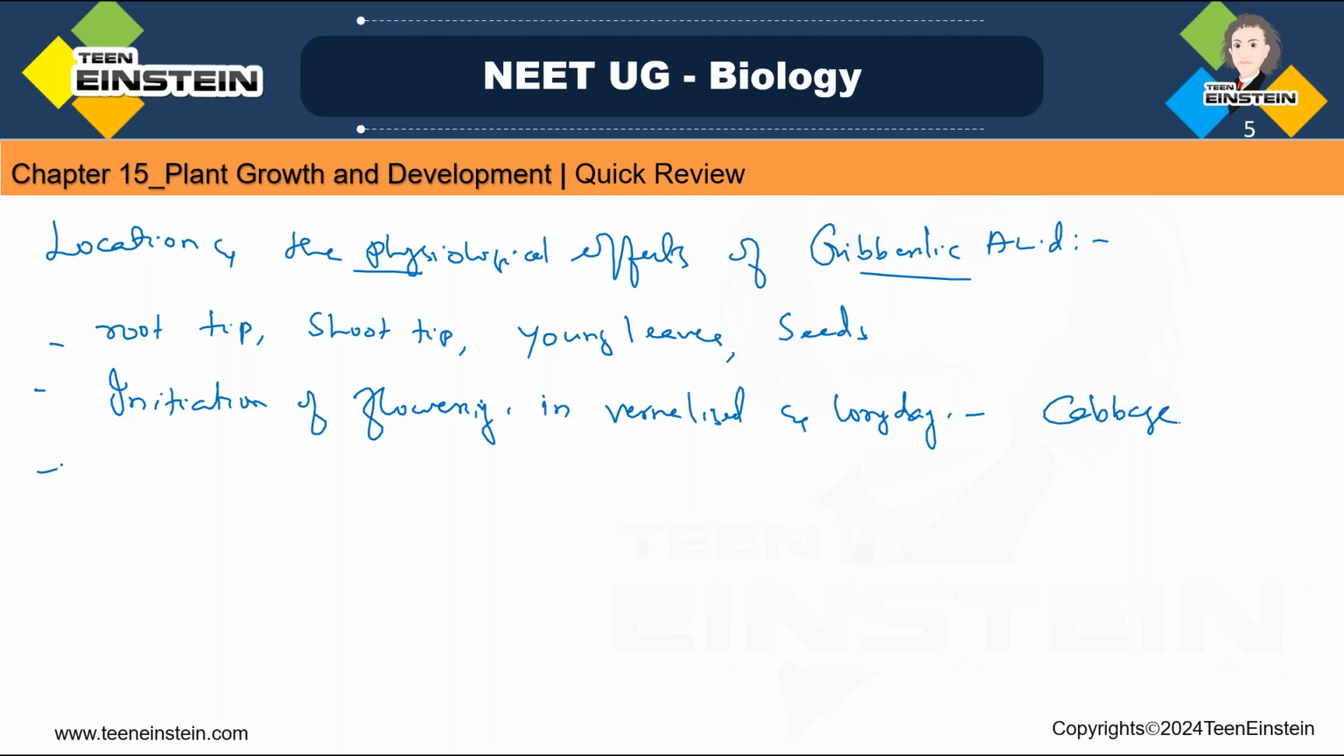Then another thing is this is promoting the bolting. Bolting means the internode elongation. Just before flowering, that internode elongation will come. So that promotes the bolting, in beet, in cabbage, and in many plants with rosette habit. So we can give promote bolting. Okay.